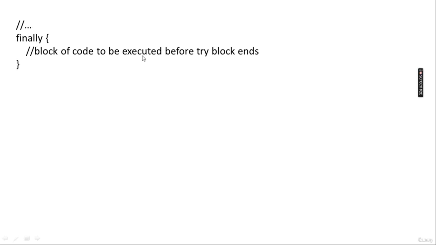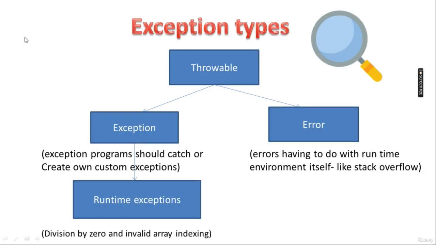And finally, a block of code to be executed before the try block ends. Whatever you write here, addition, subtraction, anything. Like if you are opening a file and some error is generated at runtime, but you want to close that file handle or file object, you will use the file object dot close. So it will close the particular file. This type of code must be executed before the try ends, so you have to write it in the finally block.